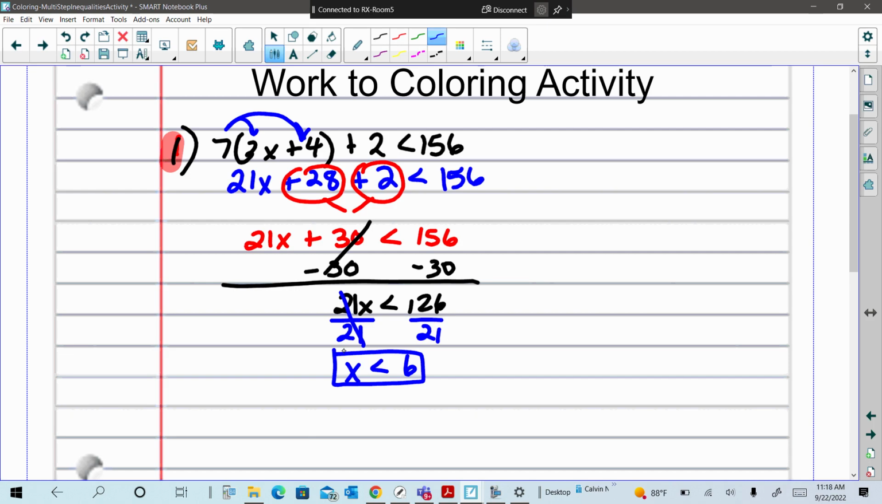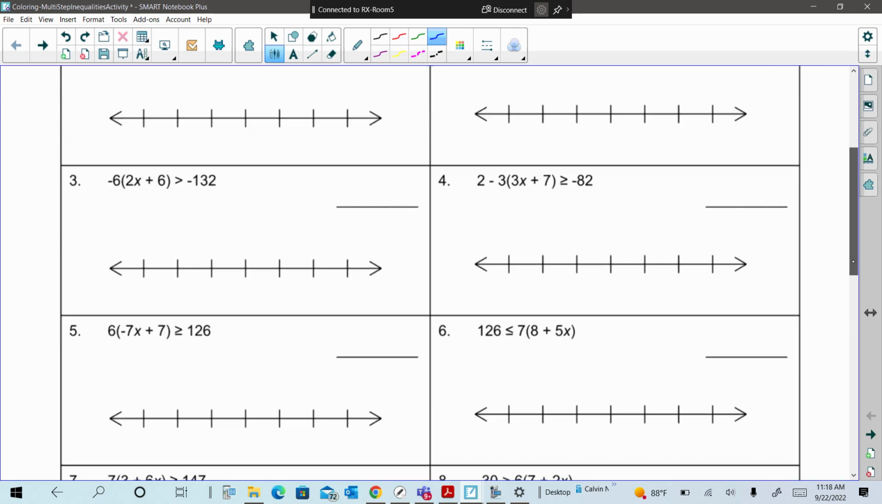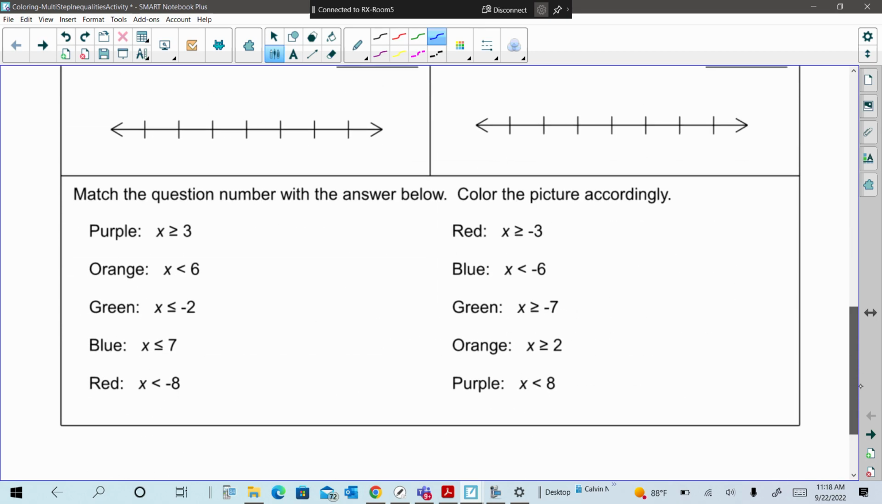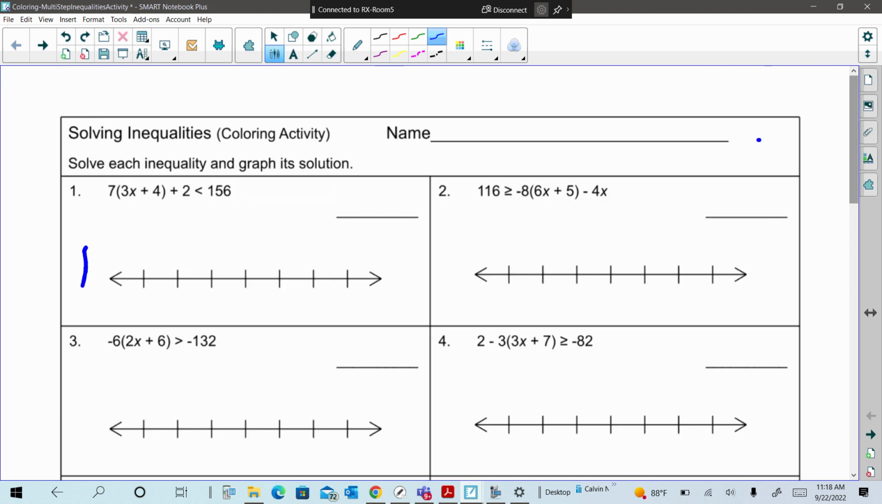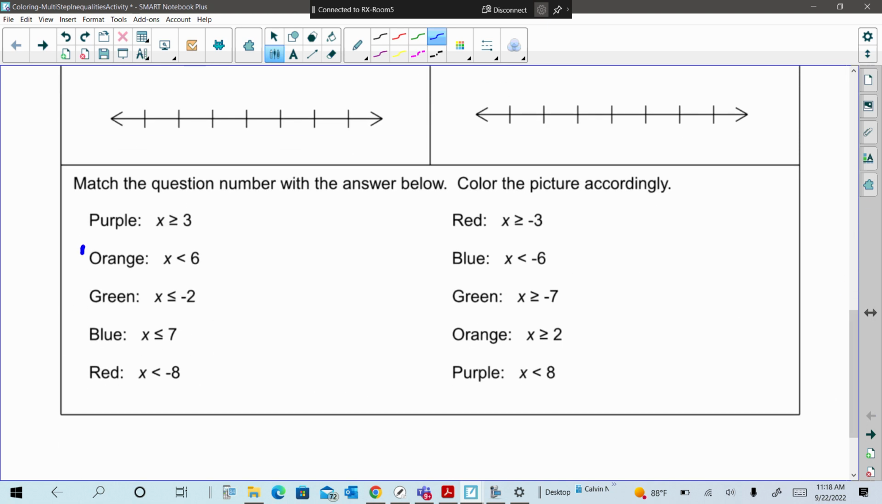When I look at the worksheet, Jason, I'm going to come back to it. Just give me a second. At the bottom of this worksheet, we had a solution of x less than or equal to 6. Did we see that answer? Yes, it is the orange. Are there multiple? I think there might be. I have to double check. I'm not sure.